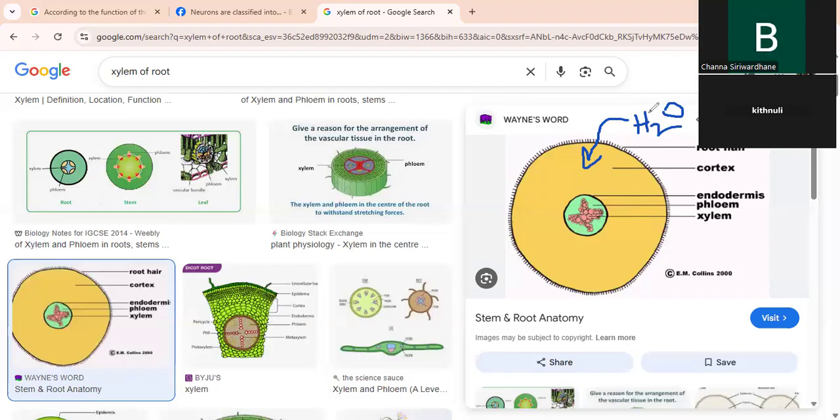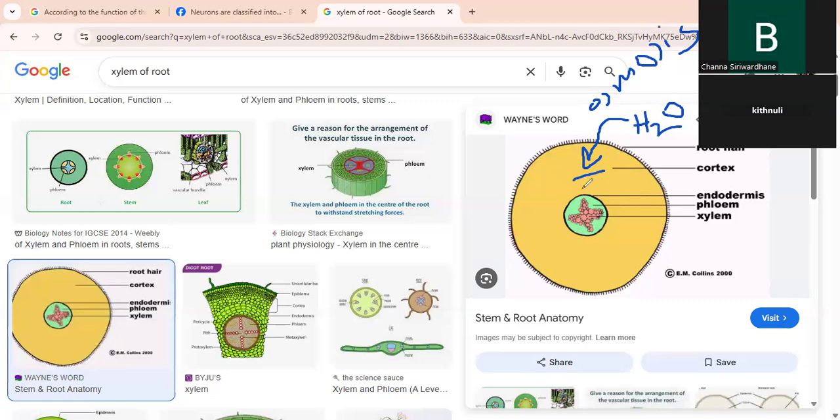Now H2O is coming inside through osmosis from high concentration to low concentration. Clear though? Here we have cortex. Clear.